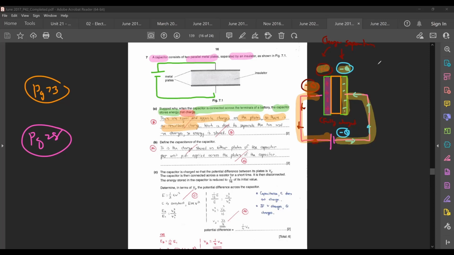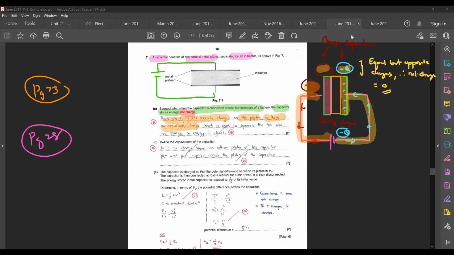Okay, so this one, if anything, maybe I just write this now. This one, you have equal but opposite charges. Therefore, net charge equals 0. Okay, so if anything, is there anything else I need to add here? No need. Okay, so here you can just say that there are equal opposite charges on the plate, so there's no resultant charge. Okay, that's why you cannot say it's storing charge.